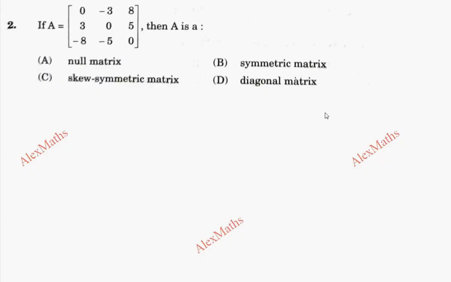Question number 2, they have given a matrix A and they are asking A is. If we see the numbers present here, we find in the leading diagonal we have zeros and diagonally opposite elements have the opposite sign. So this is minus 3 and we have plus 3, and this is 8 and we have minus 8, and this is 5, we have minus 5. So it is a skew symmetric matrix. So the correct answer is option C.